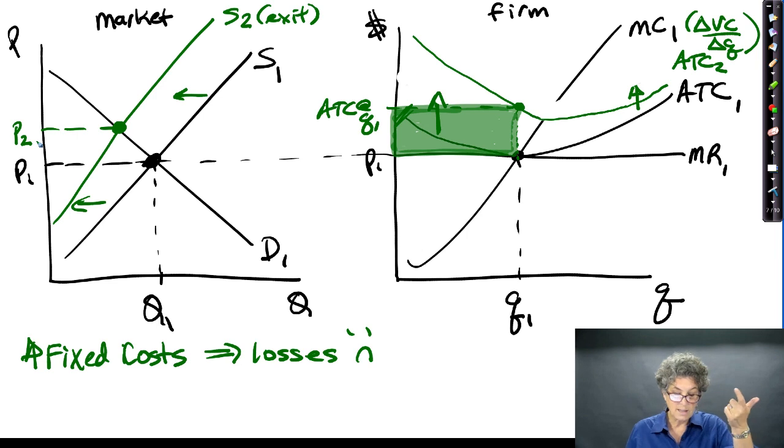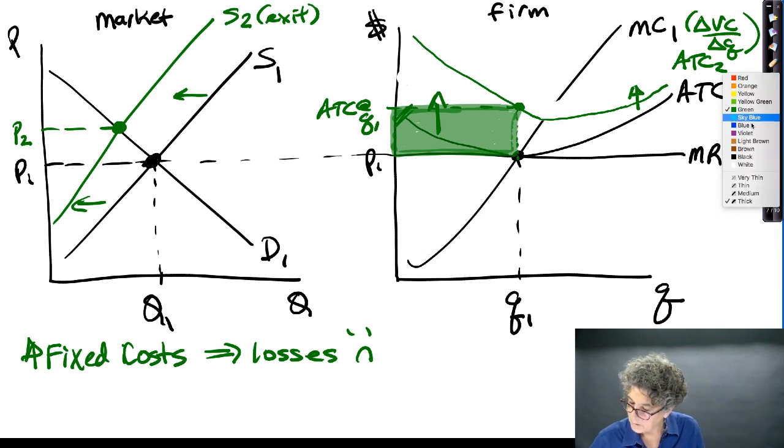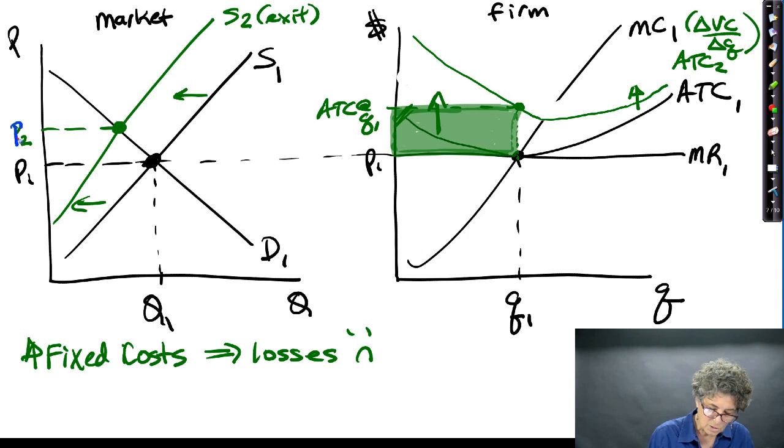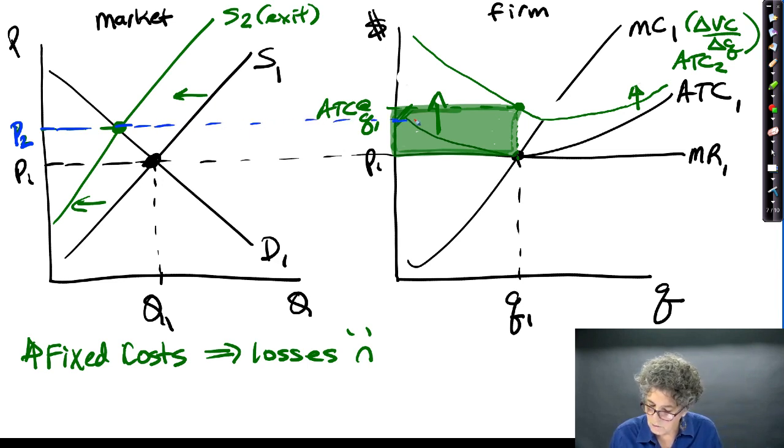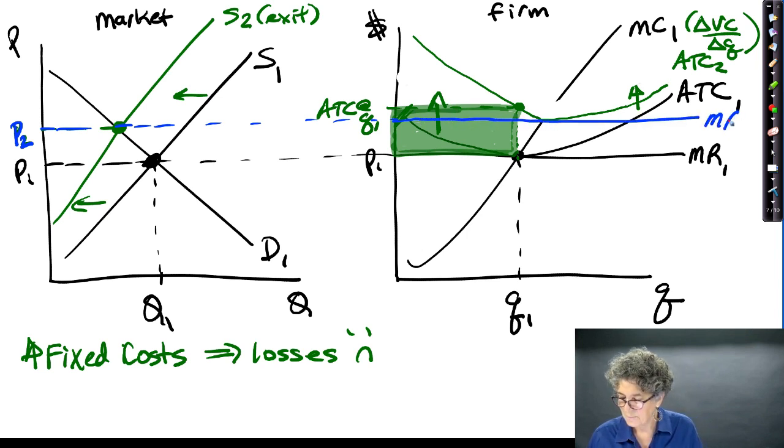Firms will continue exiting the industry. Let me change my color so that I'm having fun. The firms are going to continue exiting the industry until the price rises. Did I do it? Ha ha ha. I'm so clever. Until the price rises to the point where the new marginal revenue curve, there we go, ta-da, until the new marginal revenue curve, MR2, which is at the price P2, just crosses the marginal cost curve at the point where the new higher average total cost curve is hitting its minimum.